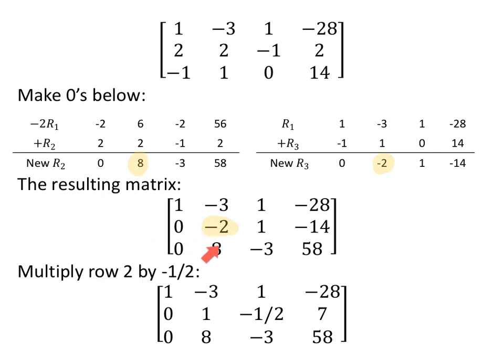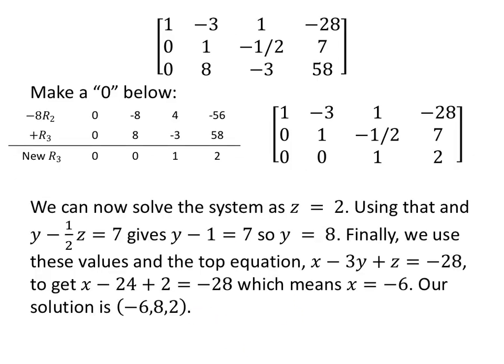Once I have those swapped out and exchanged, to make a 1, I'm going to multiply row 2 by a negative 1 half. Changes the sign of everything. I left row 3 the same. Taking this matrix, going to the next slide. I want to make a 0 below, so I'll multiply negative 8 times row 2 plus row 3 is a new row 3. Notice my 1's on the diagonal, 0's below.